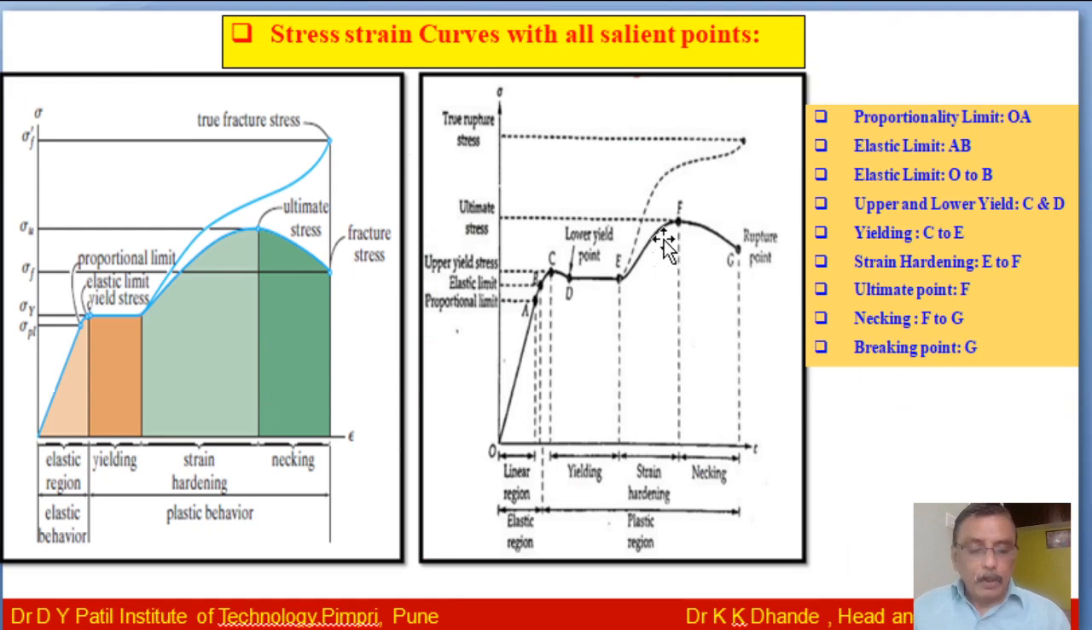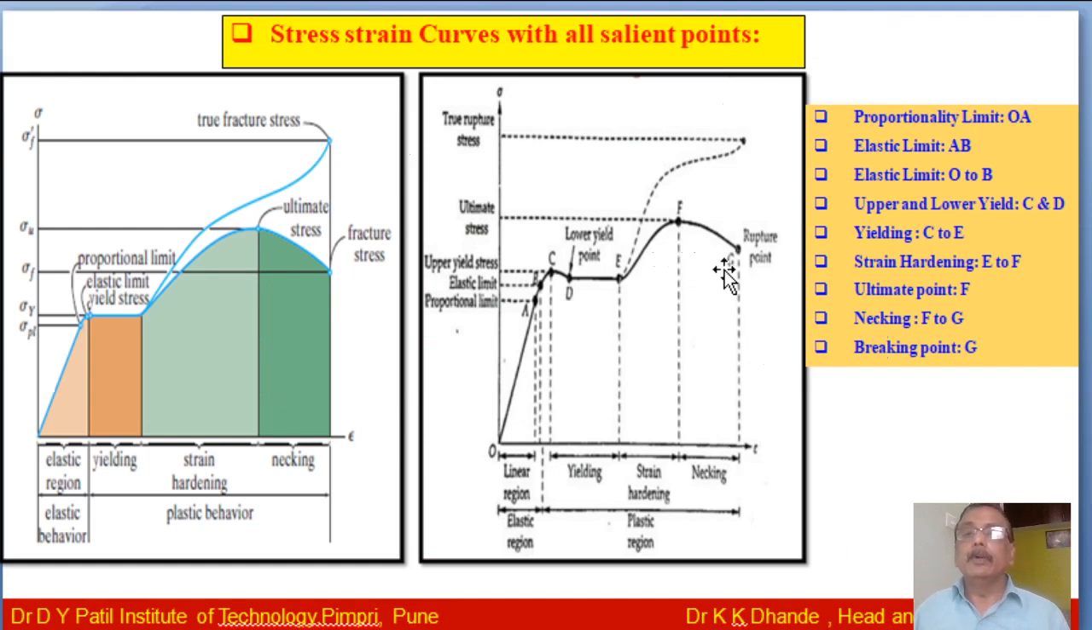Now after that, when the load is reached, after reaching the ultimate stress, the cross-sectional area of the specimen starts decreasing in a small region, which is known as necking. The stress now decreases with increasing strain till the specimen ruptures, fails or breaks. That is called the rupture point or breaking point. And the stress corresponding to that point G is known as breaking stress.